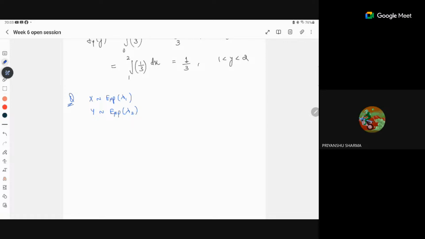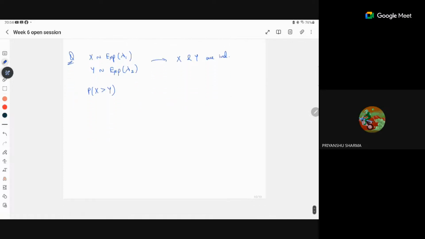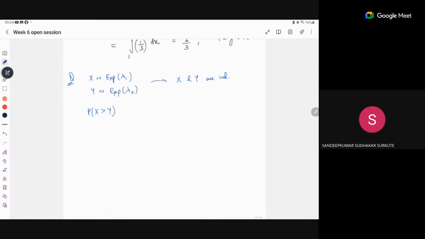So, the question was X is exponential lambda 1, Y is exponential lambda 2. It is given to us that X and Y are independent. Now you have to find the probability that X is greater than Y. How will you proceed for this question? We have to integrate f(x,y) where y goes from 0 to infinity. However, x limits are from y to infinity. Y takes all the values 0 to infinity.